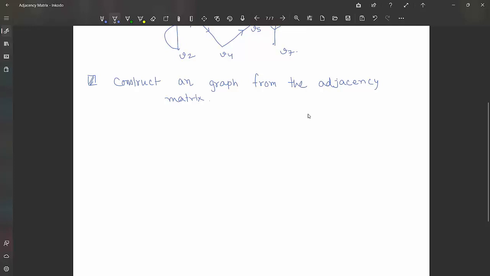Take this: 1 1 1 0, and then 0 0 0 1, and then 0 1 0 1, and 0 0 0 0. So take this problem, and you can see this is not a symmetric matrix, so that means whatever you get, it will be a directed graph.